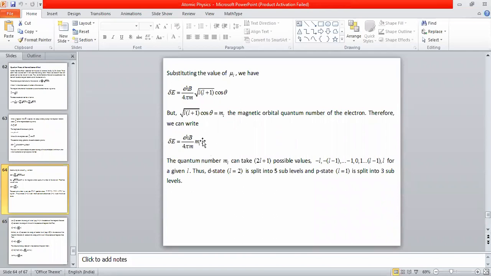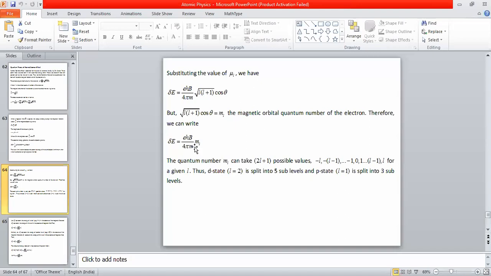Based on this expression, we can conclude the following. Observe here, the magnetic orbital quantum number ml can take 2l plus 1 values, starting from minus L to plus L. So if we go for a D state, where L is equal to 2, this D state splits up into 5 energy levels. Why 5 energy levels? Because for L equal to 2, ml can take 5 values: -2, -1, 0, +1, +2.